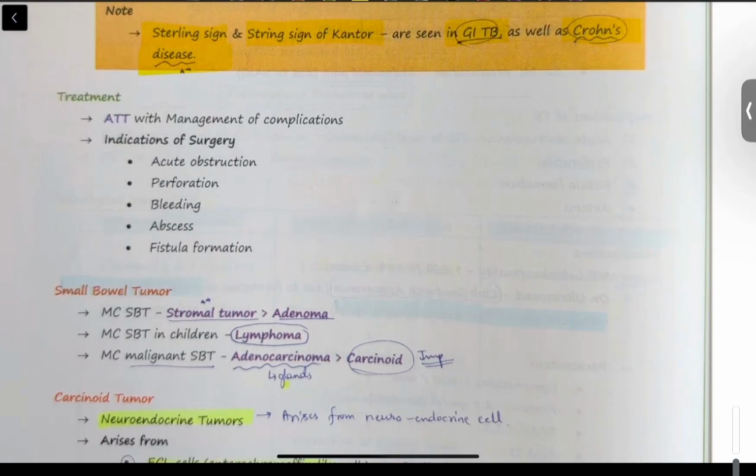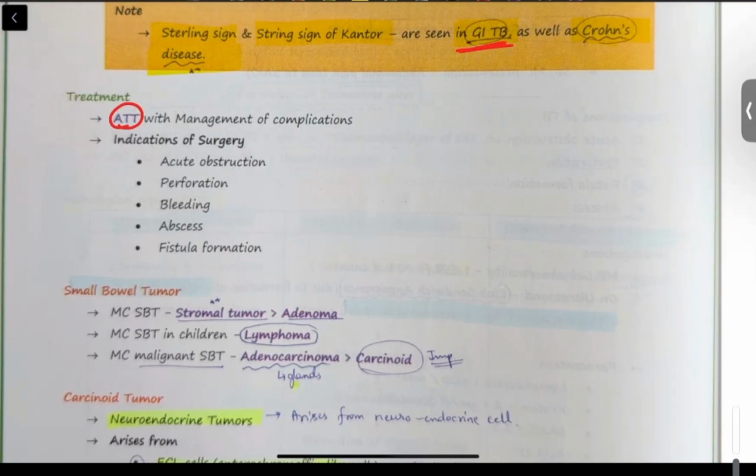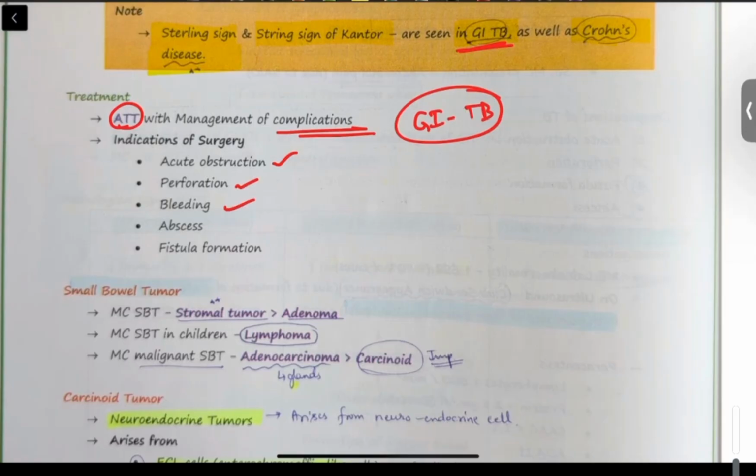Okay. So how do we treat a case of GITB? Treatment is basically for TB, anti-tubercular drugs, same thing we'll do. Other than that, we'll just manage the complications whichever are happening because of GITB. If there is acute obstruction, we have to manage that. If there is perforation, again surgery and manage it. If there is bleeding, do the treatment for GI bleeding. If there is an abscess, drain the abscess. If there is a fistula formation, we'll go for fistulectomy.